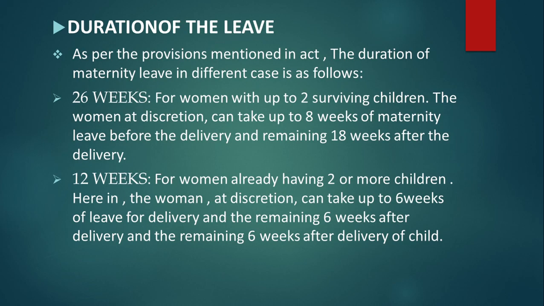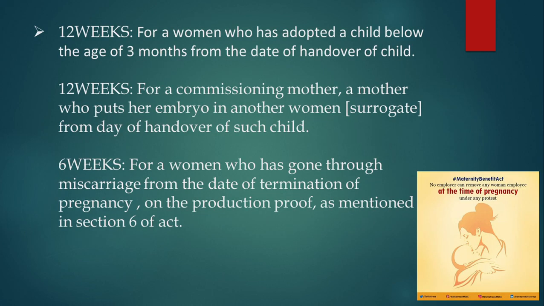The duration of the leave will come under different cases. 26 weeks for a woman with up to 2 surviving children. The woman at her discretion can take up to 8 weeks of maternity leave before the delivery and the remaining 18 weeks after delivery. 12 weeks will be given to a woman already having 2 or more children. And the woman at her discretion can take up to 6 weeks of leave before delivery and the remaining 6 weeks after delivery of a child.